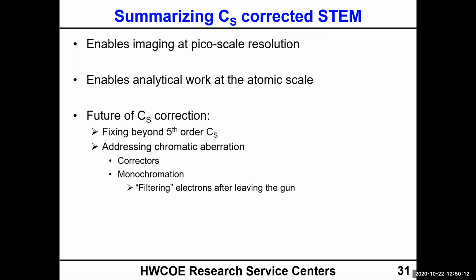There is another way to deal with chromatic aberration, which is with what's called monochromation, which is where you filter the electrons before they get to the specimen. We do have this capability on our instrument. Again, the issue of chromatic aberration, though, becomes more relevant at the lower voltages.